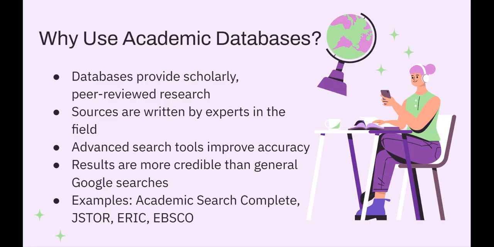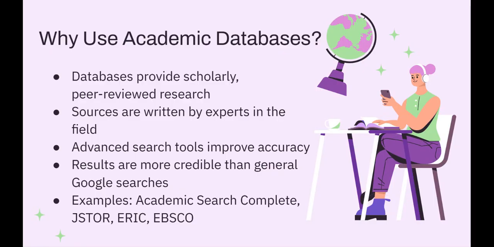Different types of databases can focus on different types of content, so make sure you know what topic you want to explore and the type of information you are looking for before choosing a database. For example, Academic Search Complete is a broad, multidisciplinary database that will provide you with a lot of broad information about a lot of topics. ERIC, on the other hand, provides education-focused research, and JSTOR is a humanities and social science archive.